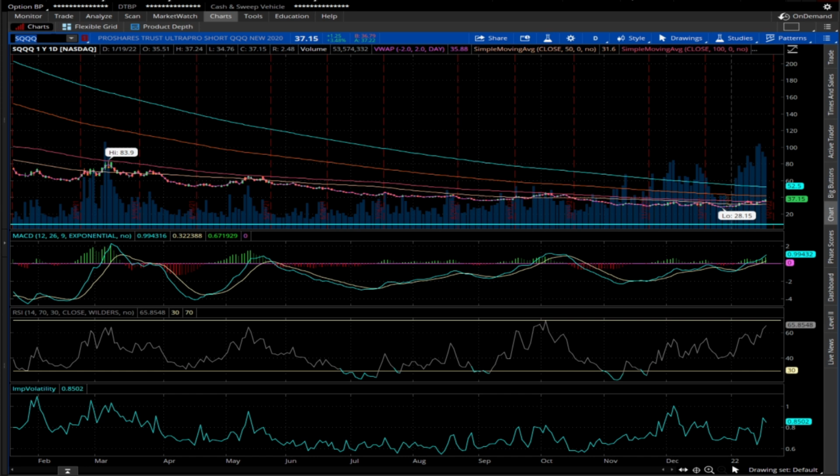You're short the QQQ, but you're not shorting an actual position. So your risk is limited. You can only lose the money you put in.